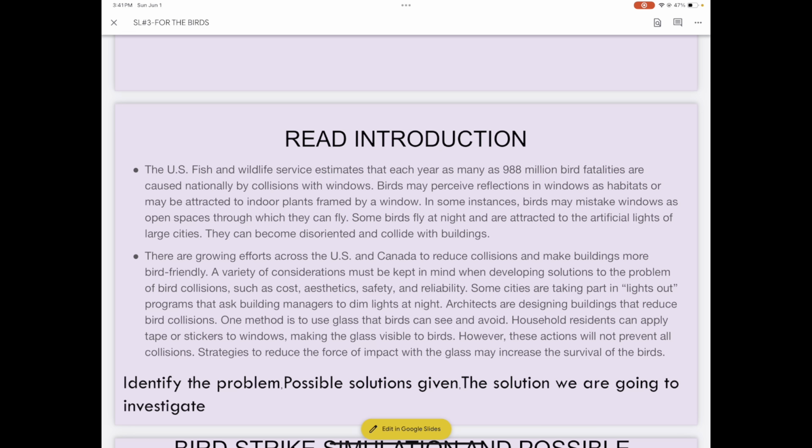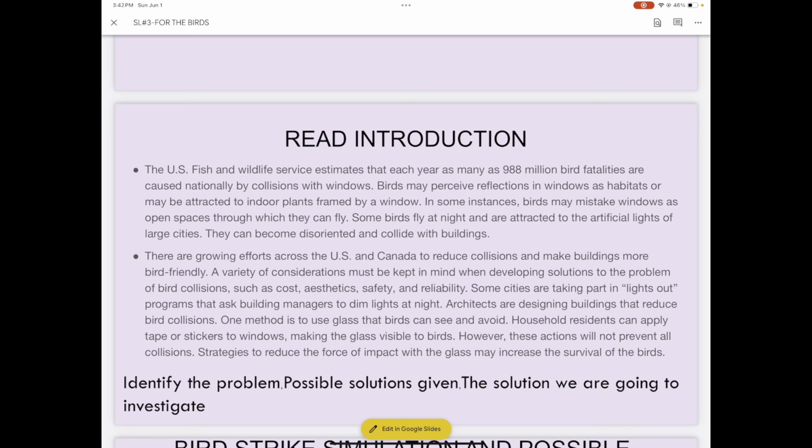So let's figure it out, right? We've identified the problem. Birds are striking windows and dying. Possible solutions, and then what we're going to do to investigate it. So I urge you to pause the video now, and maybe in your notes, take note of a couple of different possible solutions that you think might be able to lessen the number of bird strikes in windows. All right, so again, pause the video and put that in your notes, okay?